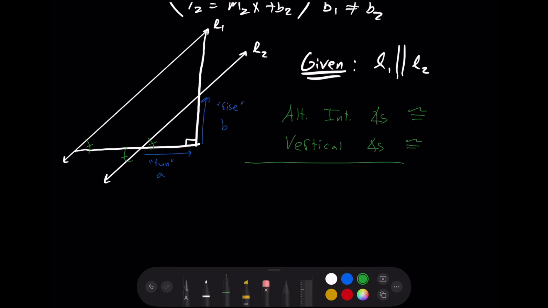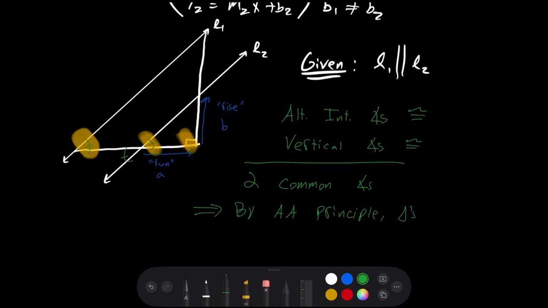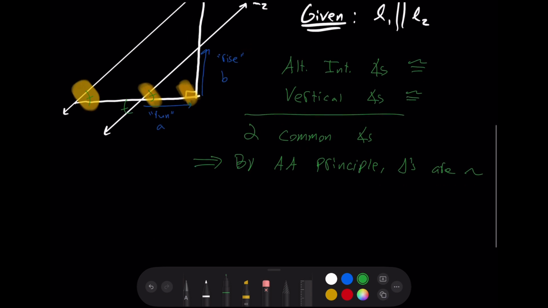So right now, we have two common angles. We have the right triangle has a right angle. We have this angle, we have that angle. So this angle here, of course, belongs to the big triangle, this to the small triangle, and this to both. But they're common. It follows by the angle-angle principle that the triangles are similar. But if they are similar, this implies that all sides come in the same ratio.